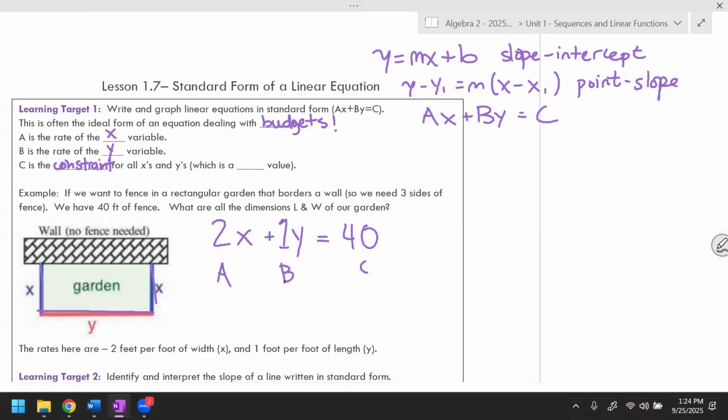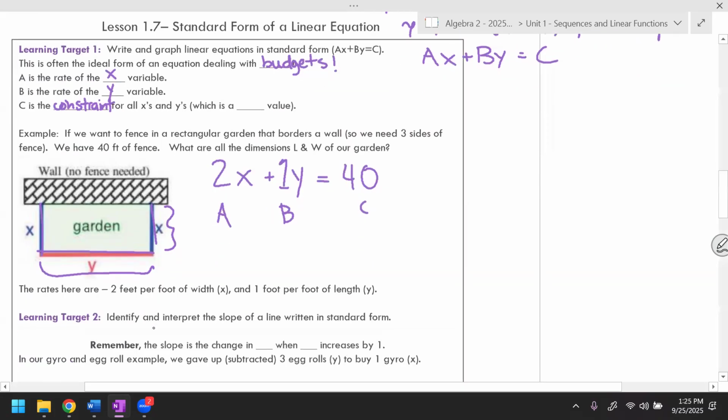And it kind of makes sense, right? If I want to make the garden 1 foot wider away from the wall, I need 2 feet more of fence, right? So my garden width costs me 2 feet of fence for every extra foot of width I give it. For every foot I want to make it longer, it costs me 1 more foot of fence. Okay, so here I'm budgeting fence, not money. Make sense?